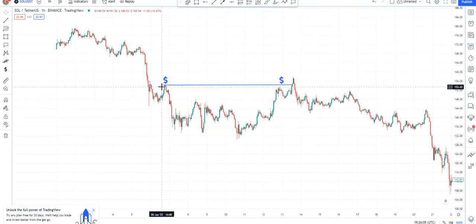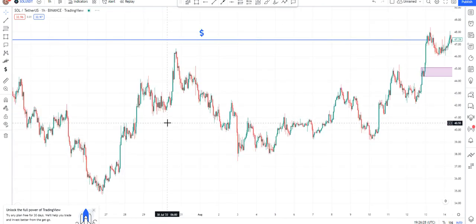So can you call that a breaker block? No, this is not a breaker block. This is a mitigation block. After price created that low, it went back up to the upside, marked liquidity there, then broke the downside. It came back to test that low, then broke to the downside again.